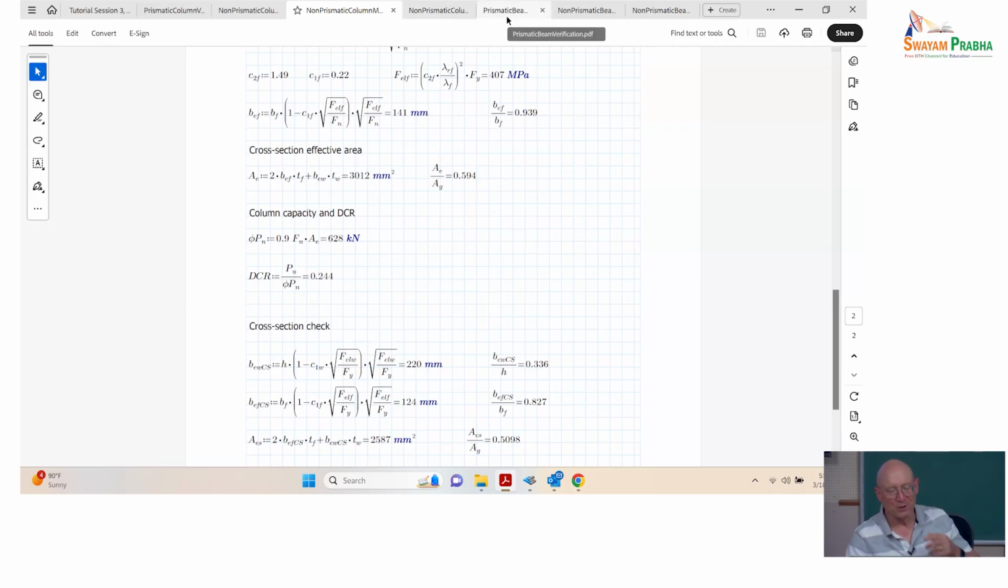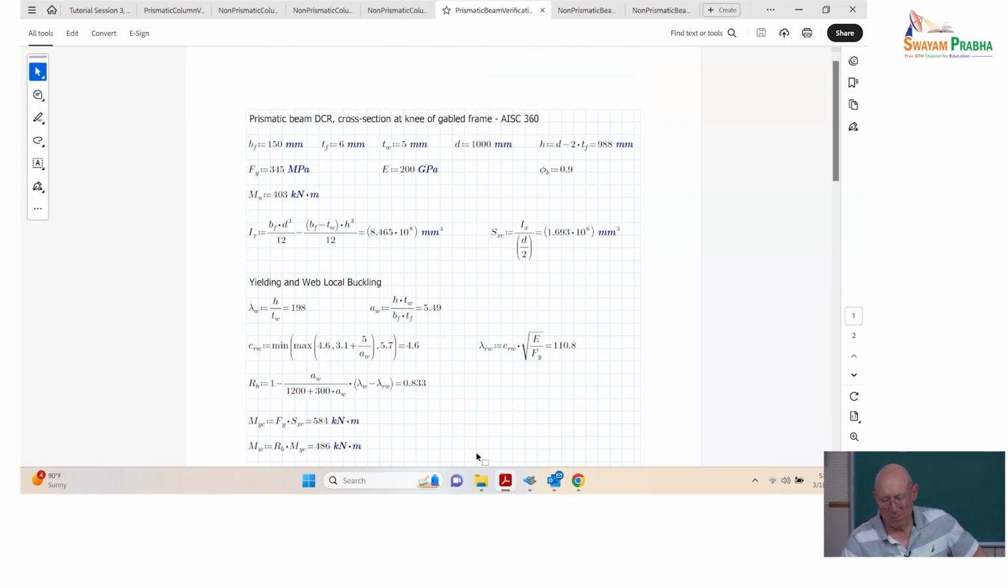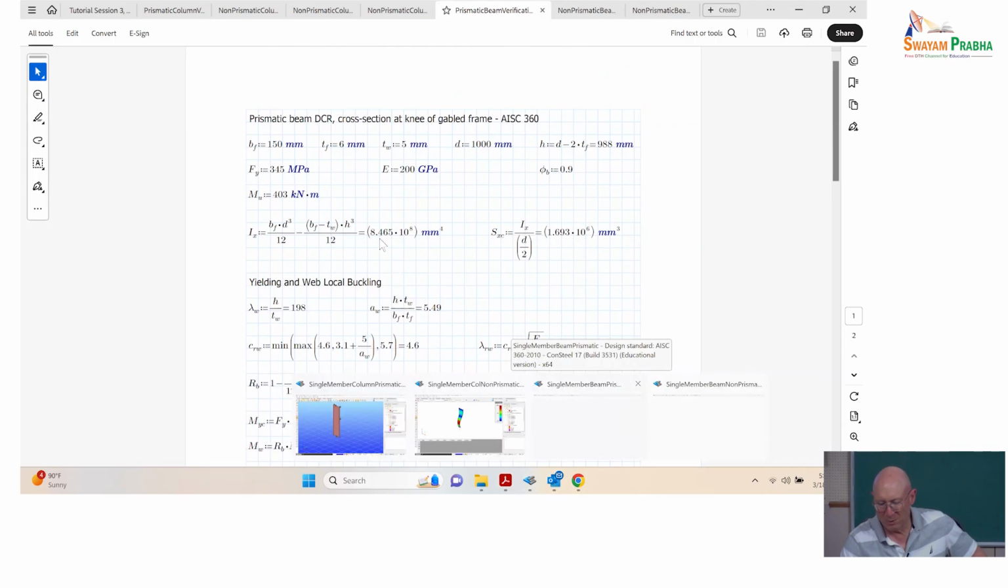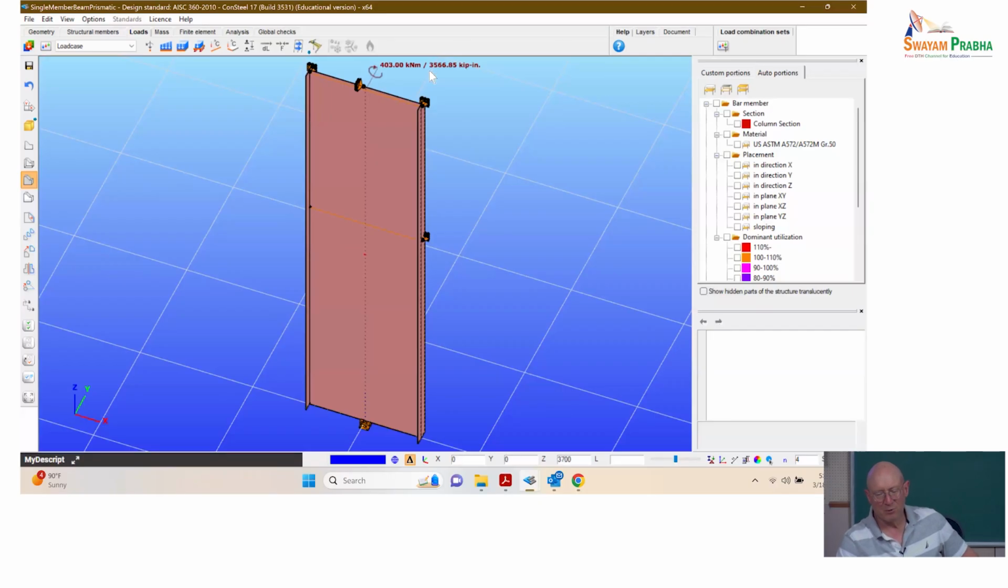Now to wrap up this session, I want us to talk about the beam checks. If we're wanting to get a demand to capacity ratio for flexure, it's very similar concepts, but of course the equations are different. Let me see if I pulled that up. Yeah, I've got it. Single member prismatic beam. I've got 403 kilonewton meters applied as a moment at the top. Same geometry, basically using the cross section at the top.